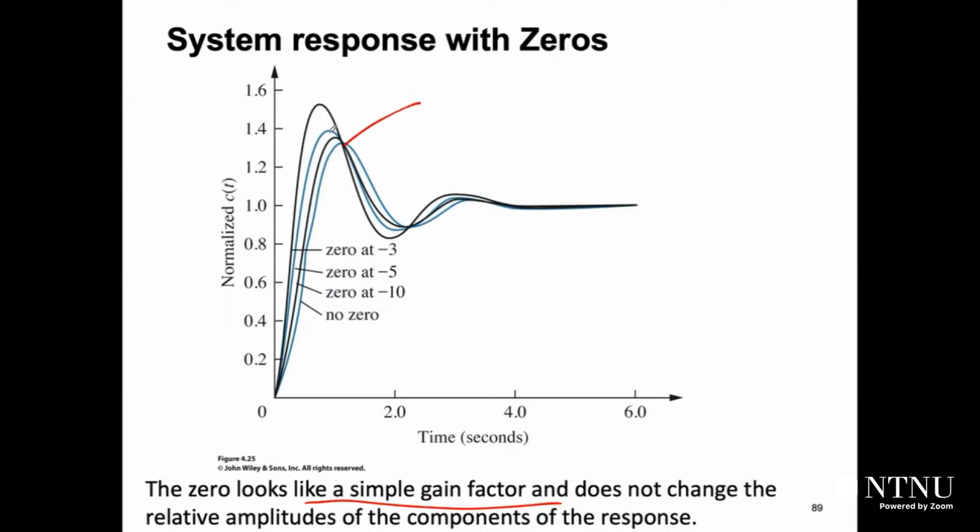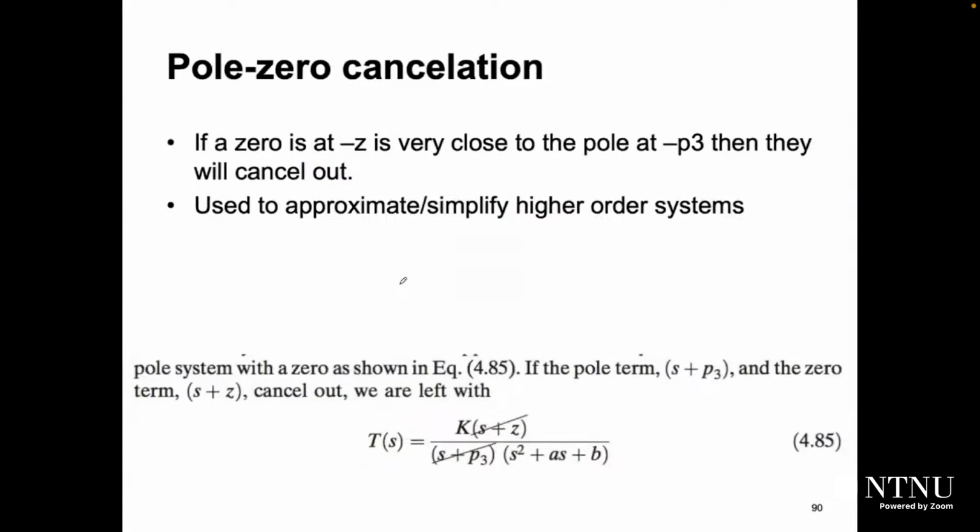This one is with zeros at -10, -5, -3. So in fact, it will impact the gain, and this gain will impact maybe the maximum overshoot. But the response will be the same, right? So the response has the same shape. So the zeros will just impact the gain, right? And it will impact the maximum overshoot.